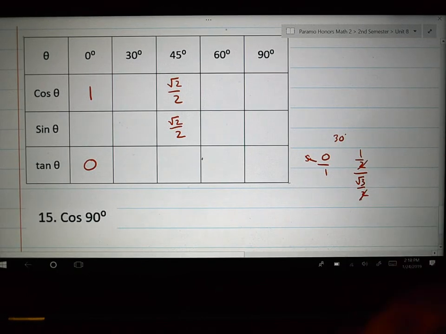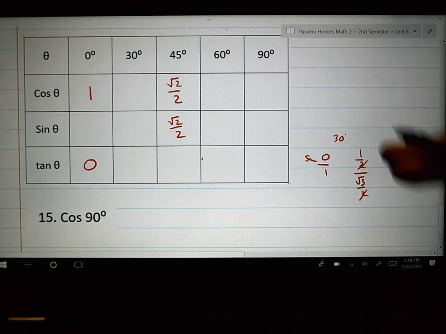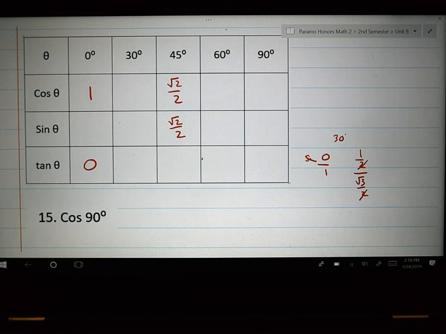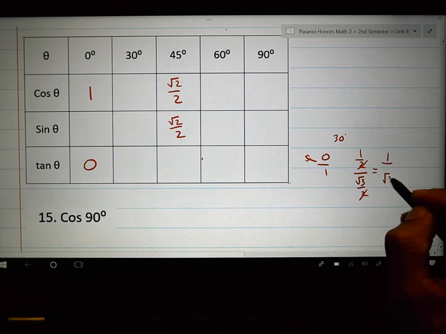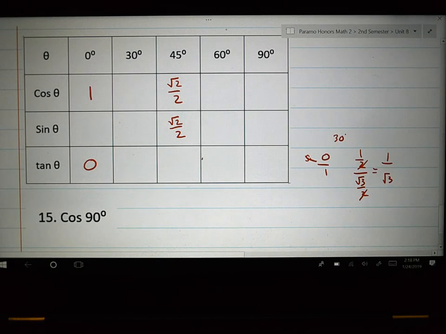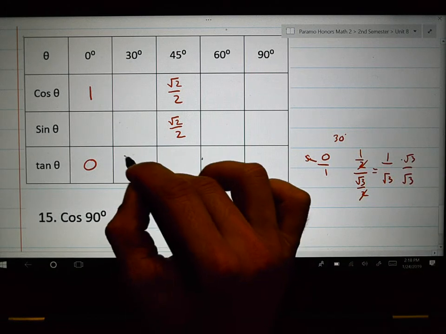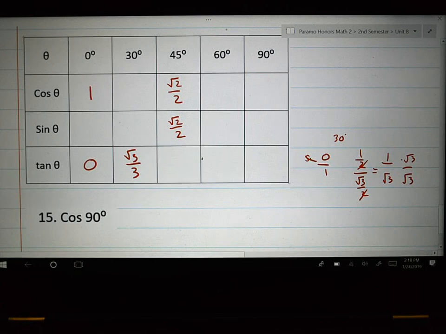you can reduce those because multiplying the top by 2 and the bottom by 2 would get rid of those. Or you can just say, instead of dividing by root 3 over 2, you can multiply by the reciprocal. It's the same thing, which makes 1 over root 3. That is not rationalized. Multiply by root 3 over root 3. And then you get root 3 over 3. So there is some rationalizing to the tangent, by the way.